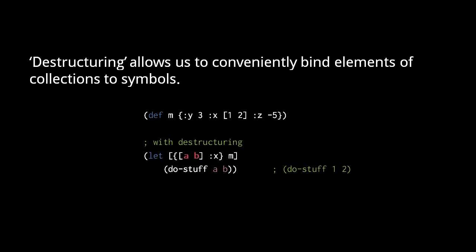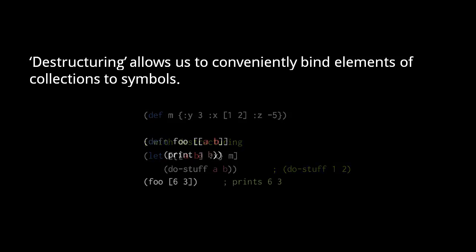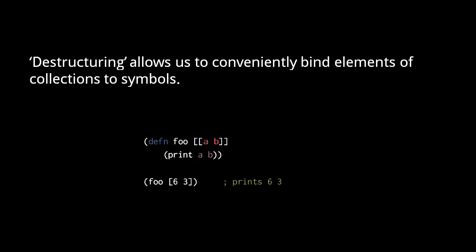All the examples I've shown are with the let form, but destructuring also works in the loop and fn forms, as well as the defn macro. In this defn macro, for example, the function expects just one parameter, but that parameter is expected to be a seekable, and the first and second elements of that seekable get bound to the symbols a and b.